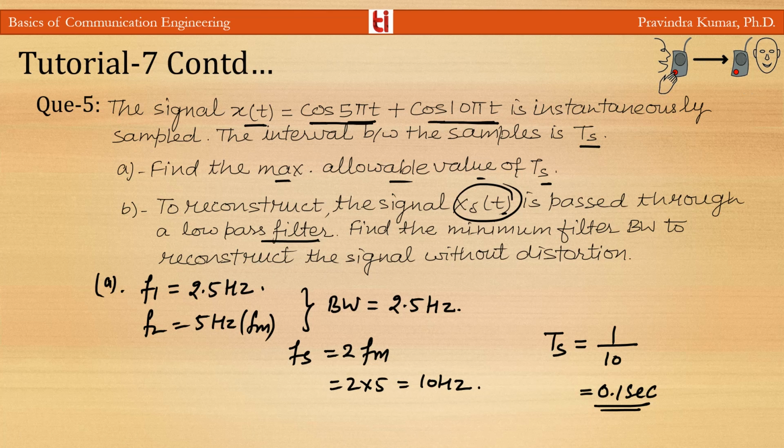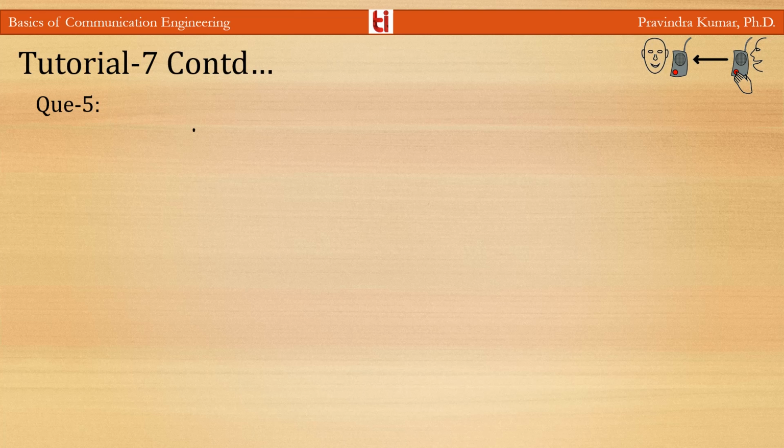Now the second part: to reconstruct the signal, it is passed through the low pass filter, and we have to find the minimum bandwidth. So the minimum bandwidth of an ideal low pass filter to reconstruct the signal without distortion will be equal to the bandwidth of the signal.